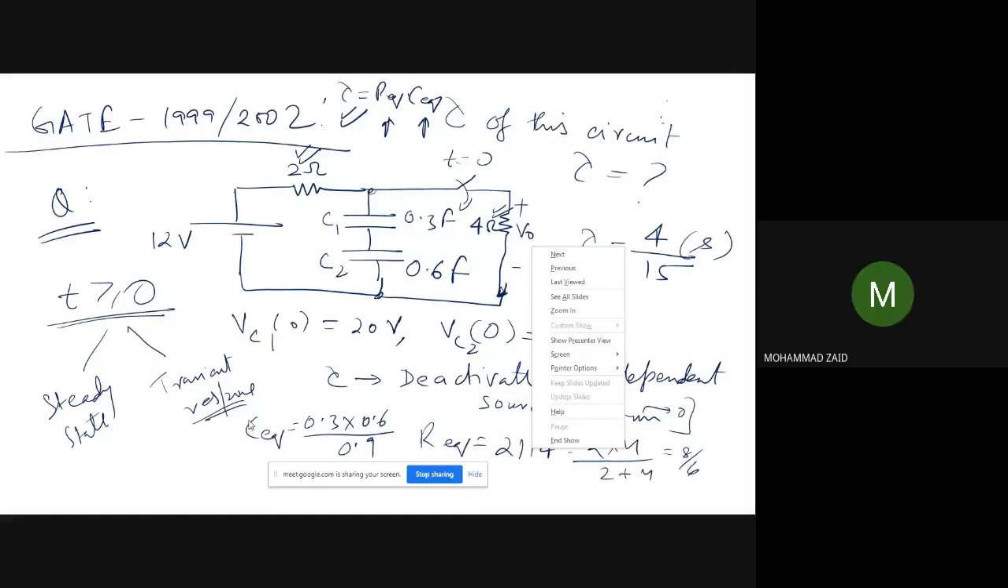Acha, I am giving you the options. You tell me what is the correct option. So the first option A is 8 plus 22 e to the power minus 3.75 t. This is the first option.